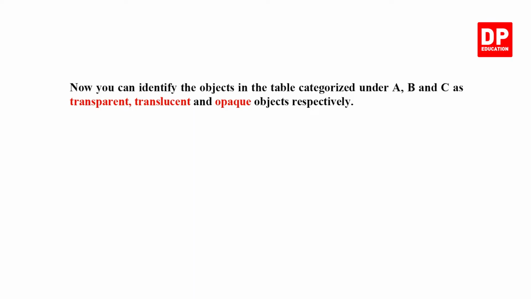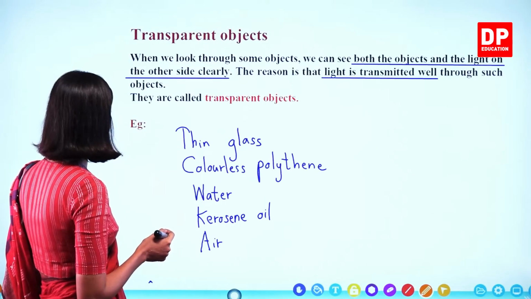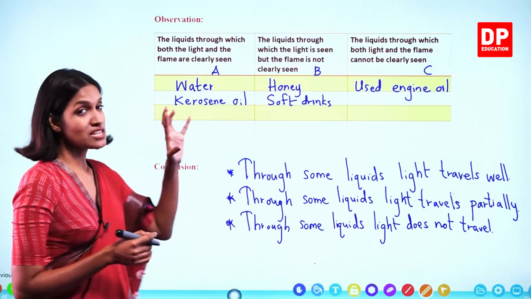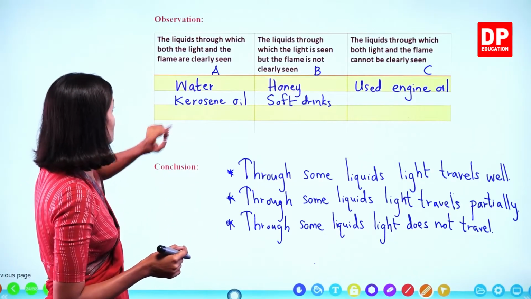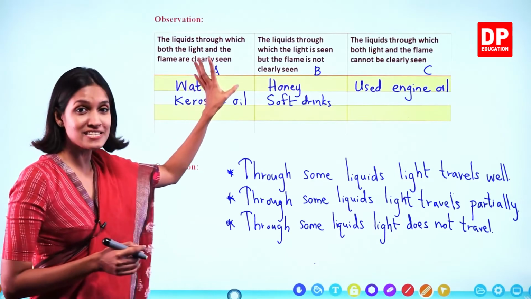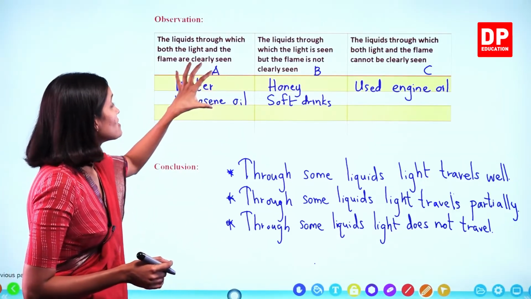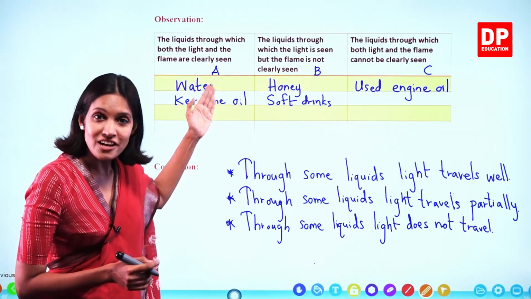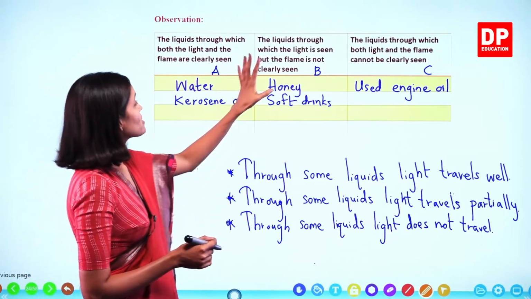So now you can identify the objects in the table categorized under A, B, and C, right? Do you remember from before we learned these A, B, C groups? From the first experiment, we categorized. Now here also we wrote the liquids through which both the light and the flame are clearly seen, grouped as A. Now you all know what is the name of this group? That is the transparent group, or transparent materials. What about the second group?